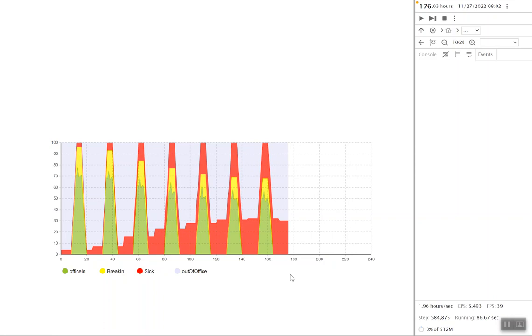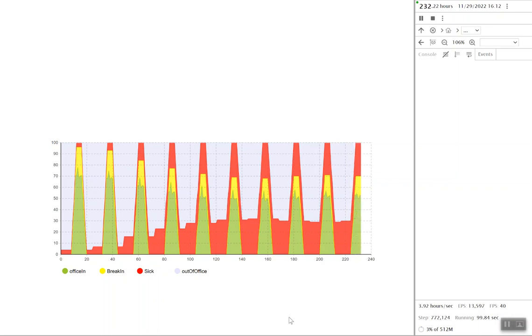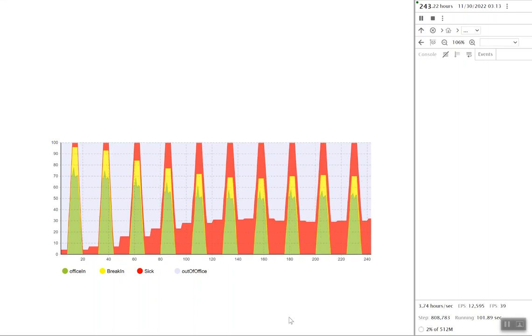So that was the case in day 8 or 6 or 7, because at this period the sick agents who became sick at this time period became not sick. So we can see a reduction of the total number of sick agents. If we kept running this, we will see that the pattern will be repeated every 24 hours with a small change or a small variation in the number of working agents and agents in break.